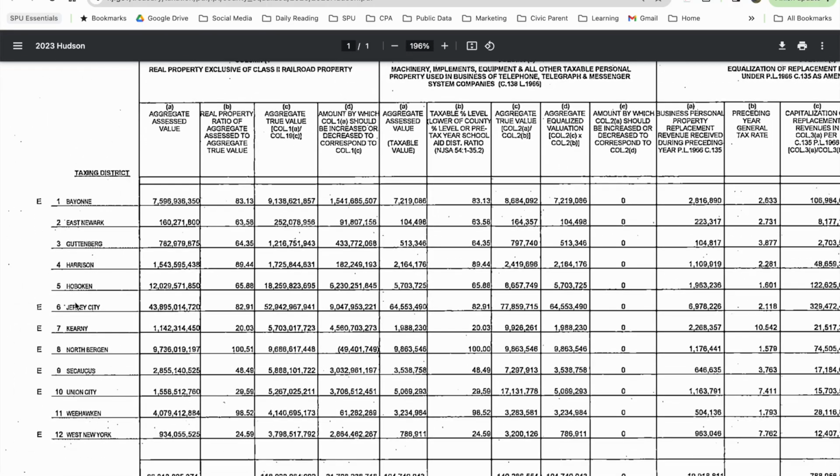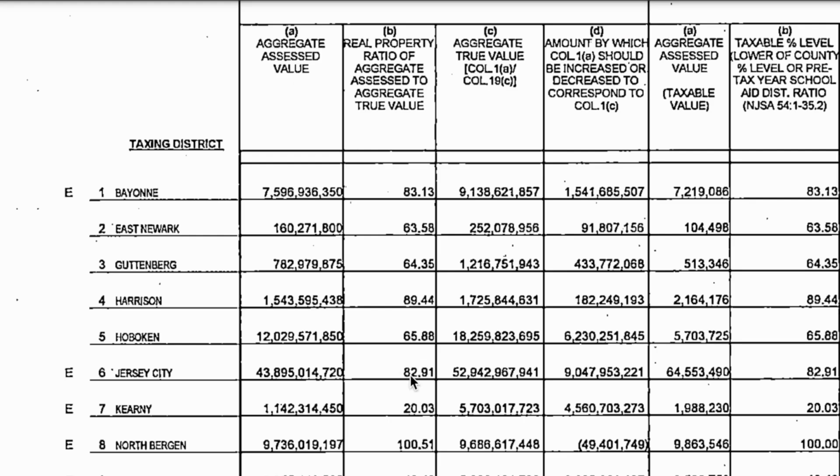And what I want to highlight is that Jersey City is number 6 right here. And the equalization ratio is going to be right here for Jersey City. It's the real property ratio. So you see that word ratio of aggregate assessed to aggregate true or market. So true is another word for market value. Okay, so market value is in effect the true value. It's what would someone actually pay for the property.